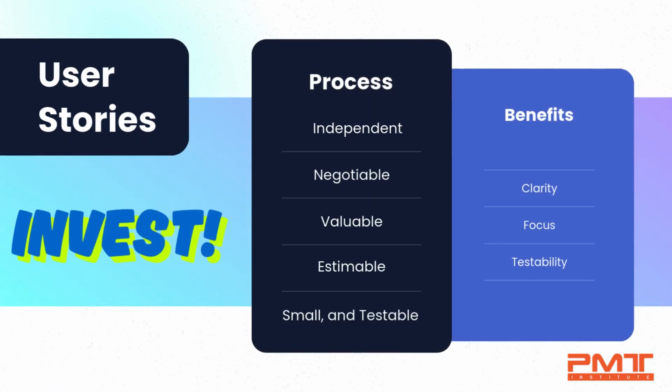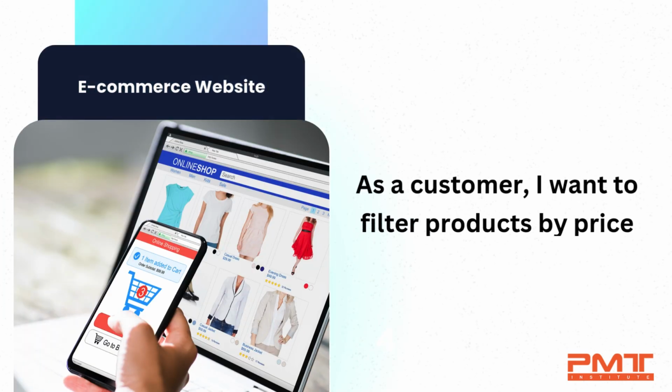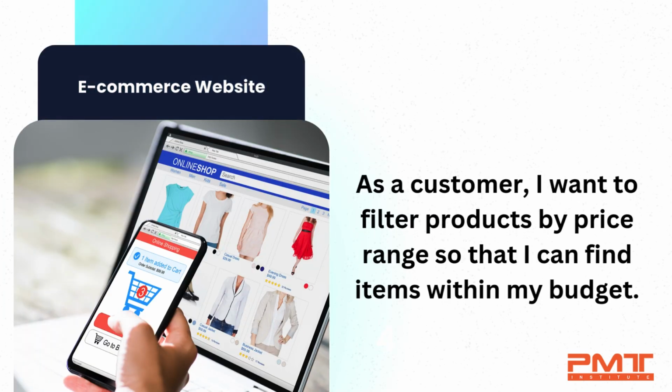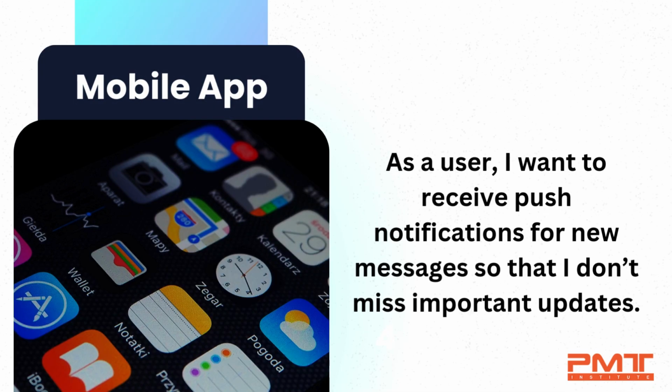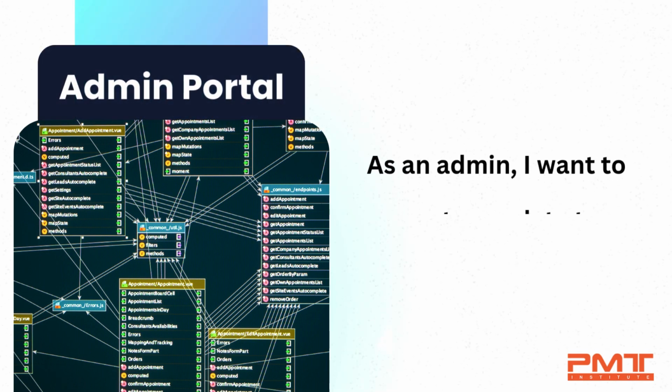These examples highlight the importance of clarity, focus, and testability in Agile user stories. By following the INVEST criteria: independent, negotiable, valuable, estimable, small, and testable, you can craft user stories that drive value and improve collaboration.